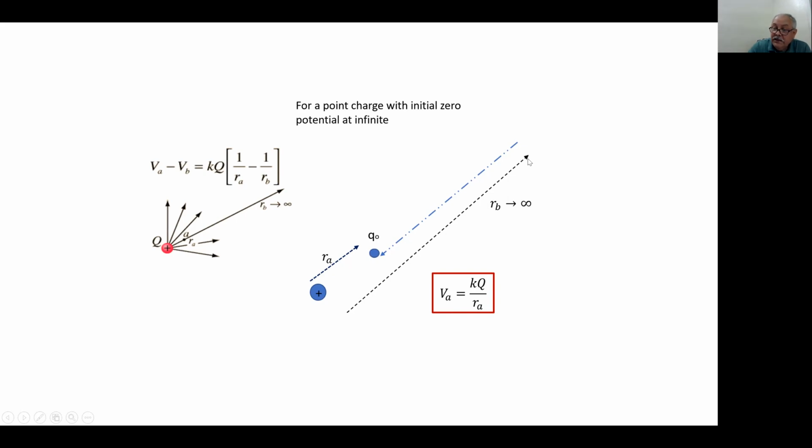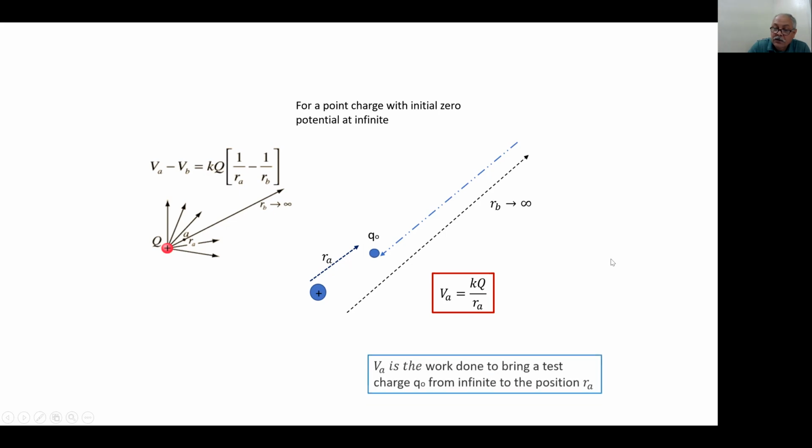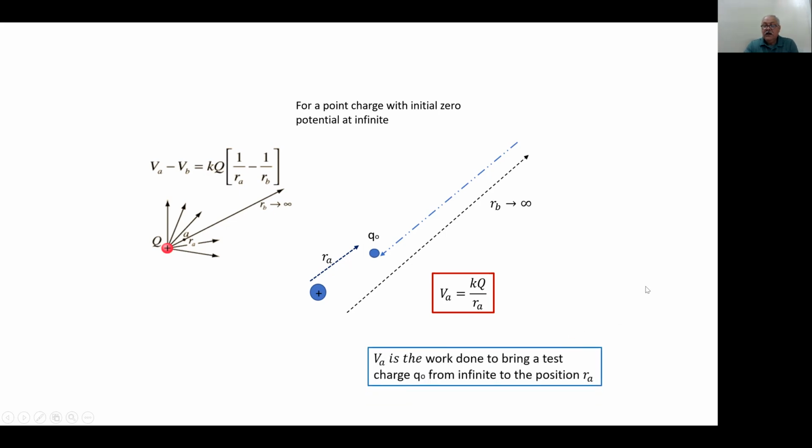When we are taking, again, the gravitational potential as 0 at infinity, or the electric potential 0 at infinity, in that case the new position takes the value of KQ divided by R. Okay, perfect. So VA is the work done to bring a test charge from infinity to this position RA.